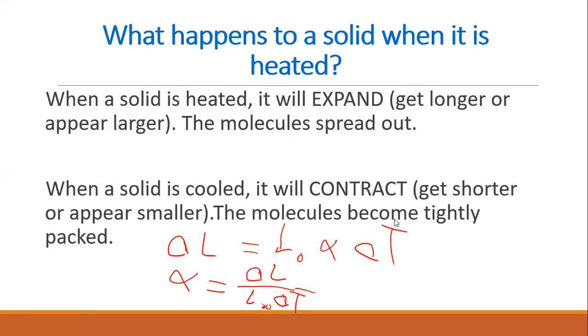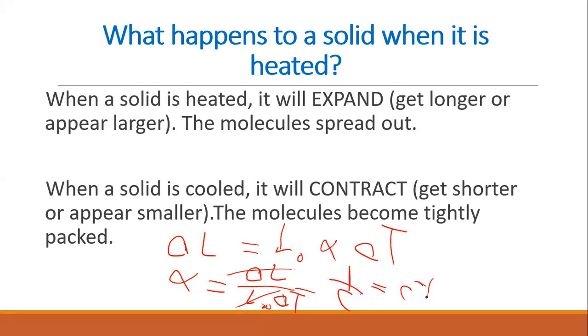Okay, Ram. So the unit of alpha, the expansion constant, will be 1 over Celsius or 1 over Kelvin. Because delta L is measured in meters and L naught is measured in meters, the rest is 1 over the temperature unit, which is 1 over Celsius, or Celsius to the power minus 1.